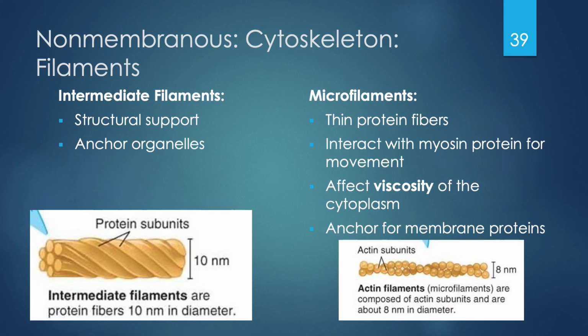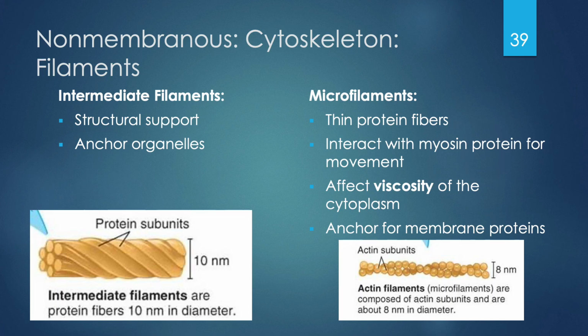So this slide just compares and contrasts intermediate filaments from microfilaments. The intermediate filaments are larger, of course, than the microfilaments, and so they're there to provide some structural support. They also help to anchor organelles to specific locations inside the cell, so they're not just all bouncing around, hitting each other and becoming damaged. So the intermediate filaments, again, are protein fibers. They're about 10 nanometers in diameter.